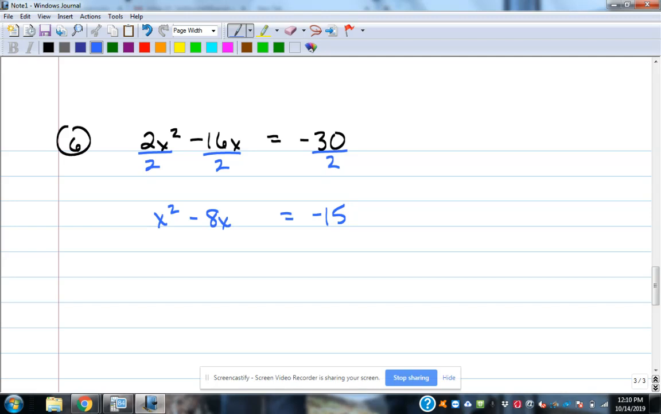And now I want to complete the square because I've got it set up for doing that. So what's half of the number in front of x? It'd be negative 4, right? So I'm adding negative 4 squared, which is 16. On the number side, I'm just going to go ahead and work that number out. Negative 15 plus 16 is 1. And then what does the left side factor as?